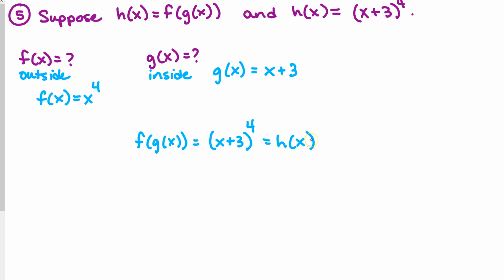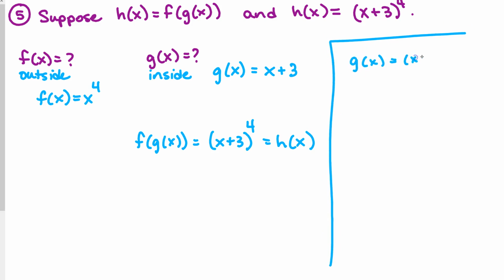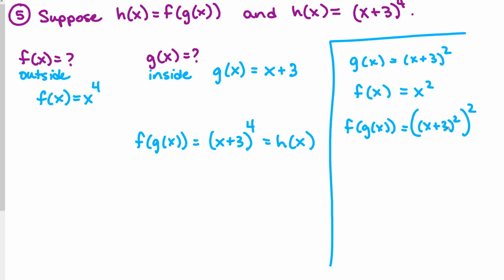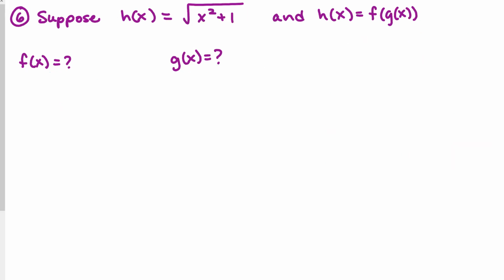Now there are other ways to do it. You could get really creative. You could come up with other answers. For example, what if the inside function was x plus 3 quantity squared? What would you have to do with it to get h of x? You would have to square it. So f of x could be x squared, and that way f of g is x plus 3 squared squared, which is x plus 3 to the fourth. So there are many answers, but you don't have to come up with all the possibilities.